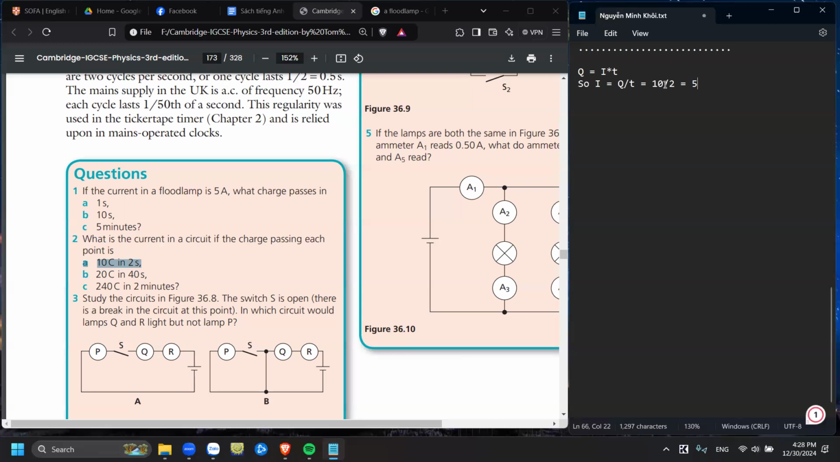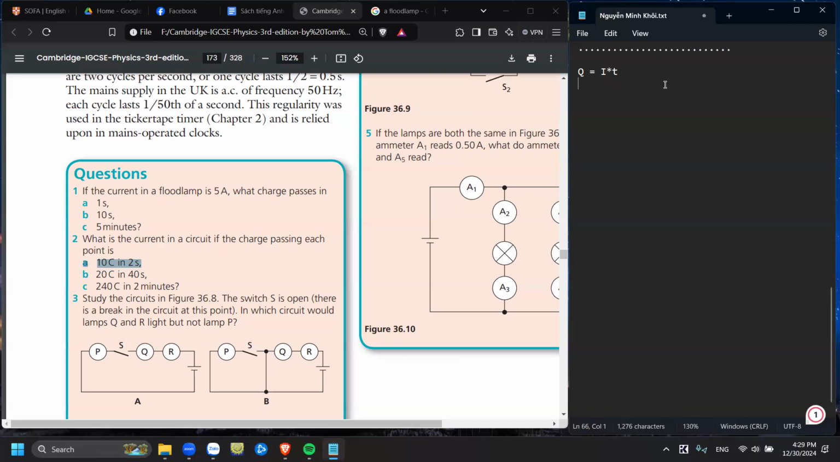Now try B, please. B is 0.5 ampere. Very good. C, please. Remember, 2 minutes, not seconds. You have to convert. No, wrong. Try again. 2 minutes is 120 seconds. So it's 2 amperes. Correct. Remember the units, 2 ampere.